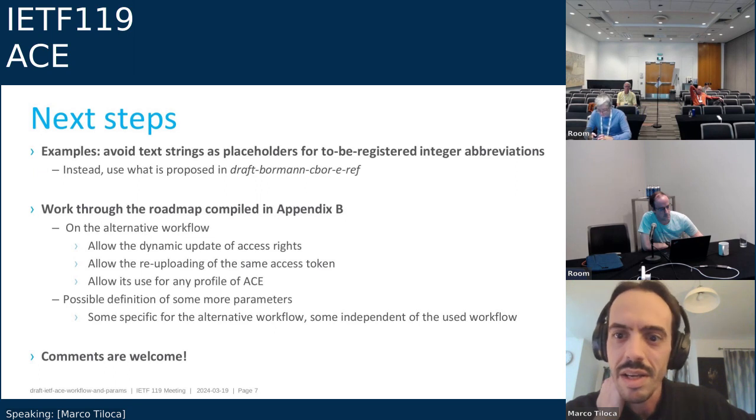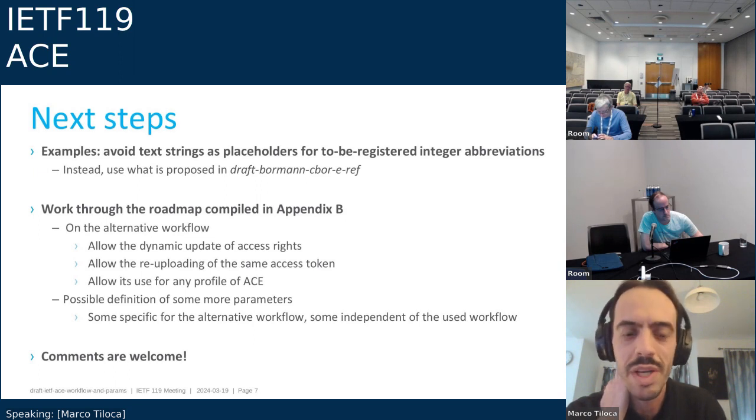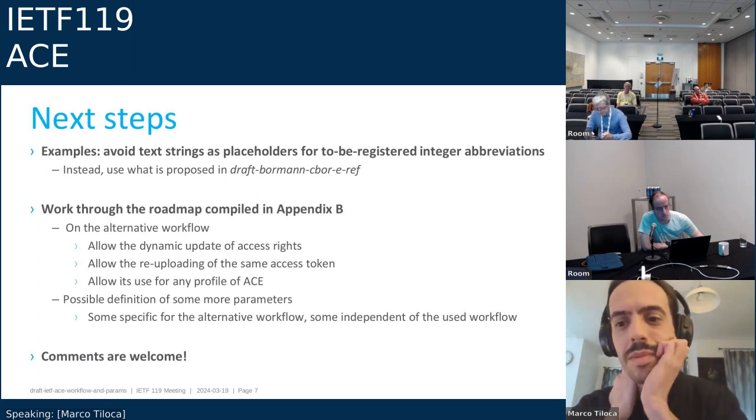At a higher level, I think we have a good roadmap for this document in its Appendix B, and it's about the alternative workflow, specifically to be sure that it correctly works also in case we want to request an access token for updating access rights or for re-uploading the same access token, like some profiles do. And be sure that it can seamlessly really work in any profile altogether, hopefully future-proof. And then we have also some more parameters in the queue, some specifically in the interest of the new workflow, some instead workflow independent. So that's our plan. Comments are welcome, of course. Joran.